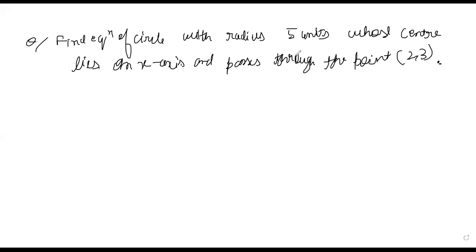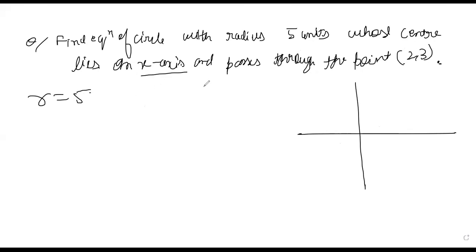Find the equation of circle with radius 5 units whose center lies on x-axis and passes through the point 2,3. So, can I explain? Yes. See, the question says find the equation of circle having radius 5. Now we know that the radius of the circle is 5 and the center of the circle is on the x-axis, so it can be anywhere on the x-axis, but they have given the condition that the circle passes through the point 2,3.